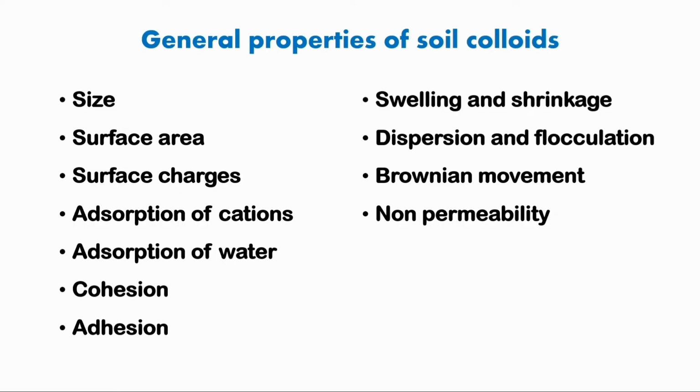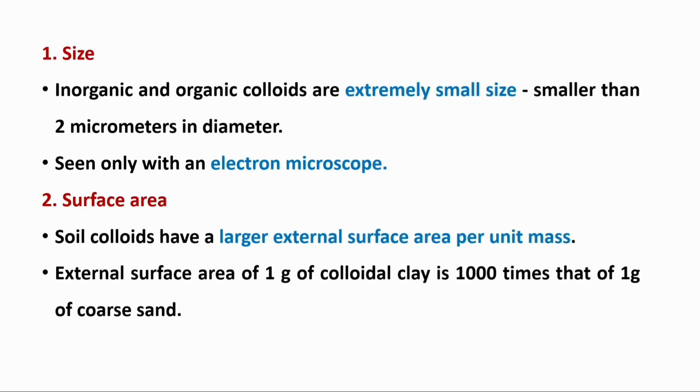The general properties of soil colloids are furnished here, that are size, surface area, surface charges, adsorption of cations, adsorption of water, cohesion, adhesion, swelling and shrinkage, dispersion and flocculation, Brownian movement and non-permeability. We will see one by one in detail in further slides. Already we have seen that the soil colloids may be organic or inorganic, which are extremely smaller in size, less than 2 micrometers in diameter and can only be seen with the electron microscope.